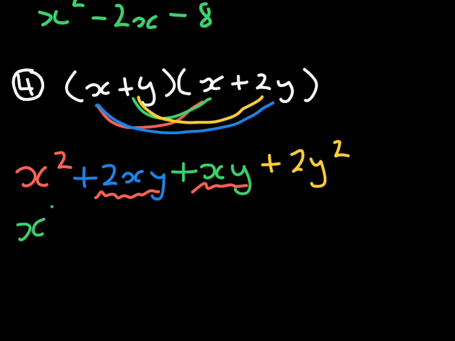We'll still keep the x squared the same. 2xy plus xy is the same as saying 2 apples plus an apple, 1 apple. So 2 plus 1 gives us 3 apples. So we'll have 2xy plus xy gives us 3xy. And then lastly, we keep the 2y squared. And that is our final answer for question 4.